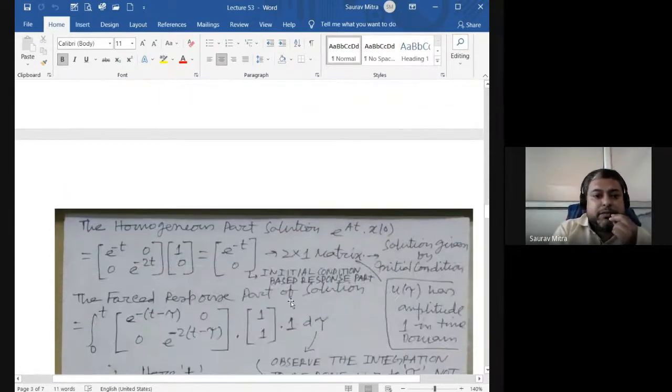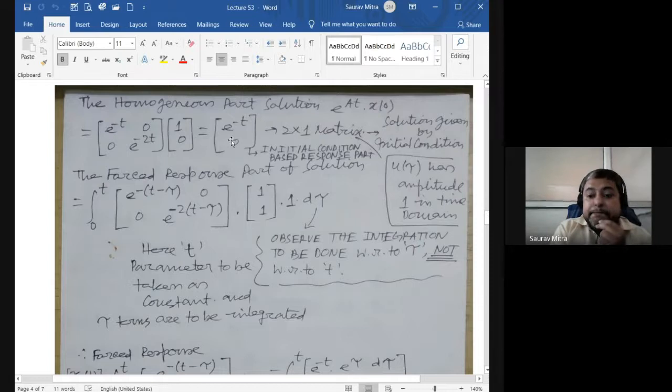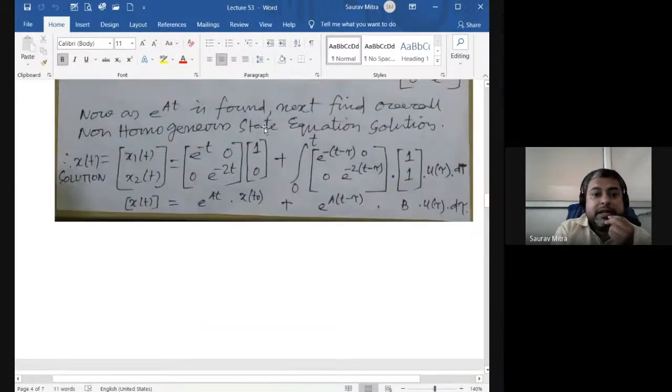So first do the first part. The homogeneous part of the solution is e raised to t, multiplied by 1 0. If you multiply, you will get e raised to minus t and 0. So that's a 2 cross 1 matrix. So that's done. The initial part, whatever is given, is the ZIR, zero input response, or the solution given by the initial condition. And you find that X2 was not having an initial condition, so X2 has initial condition 0. Okay, because 1 0 is given as the initial condition.